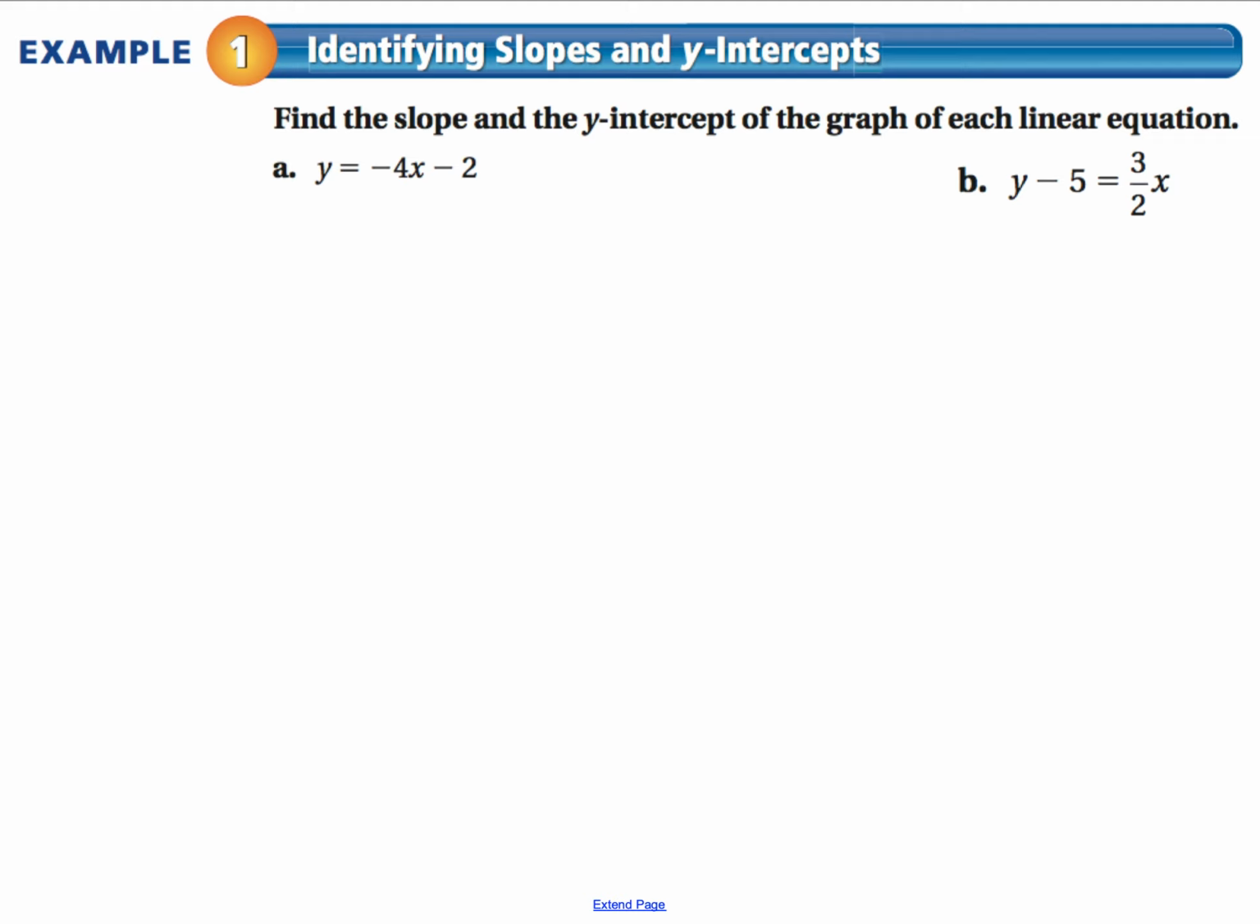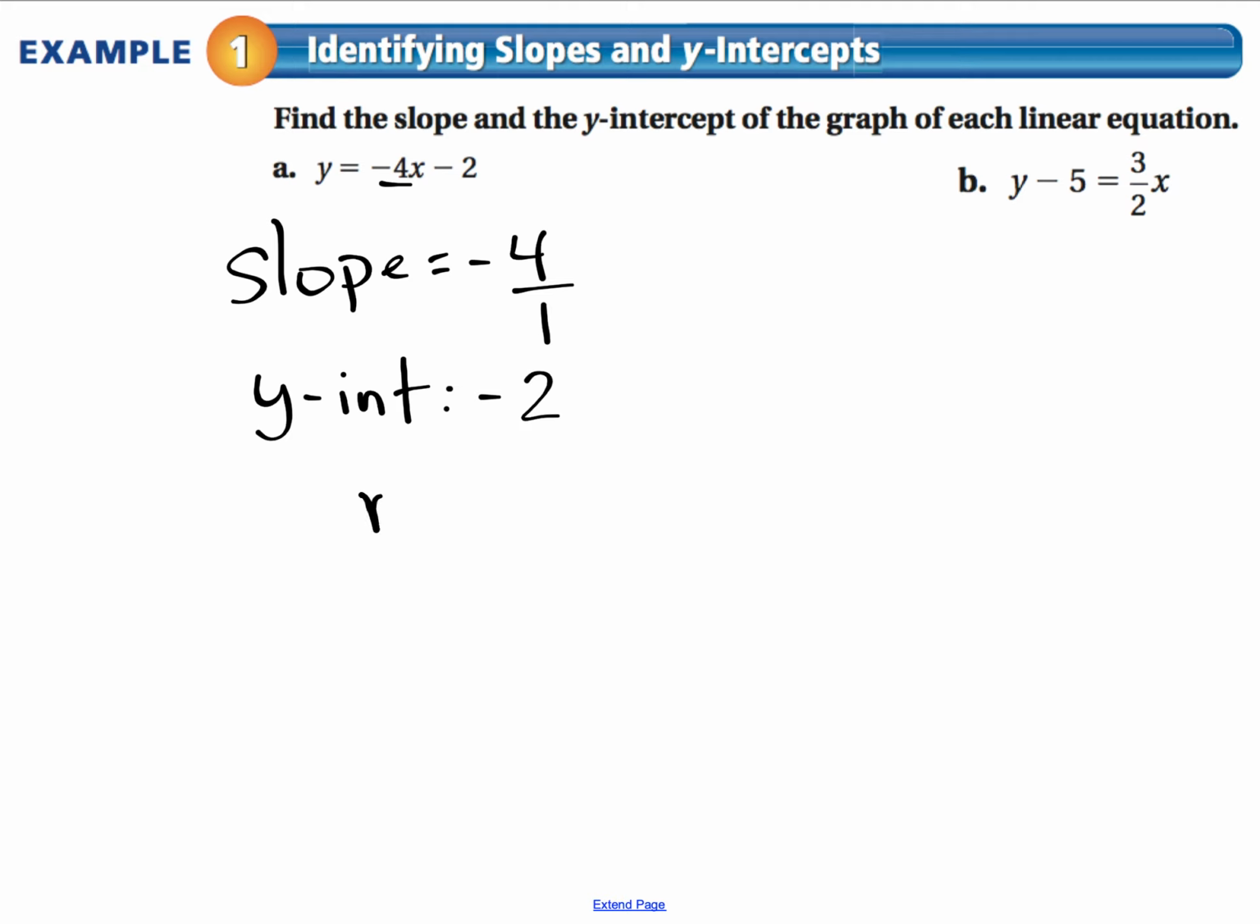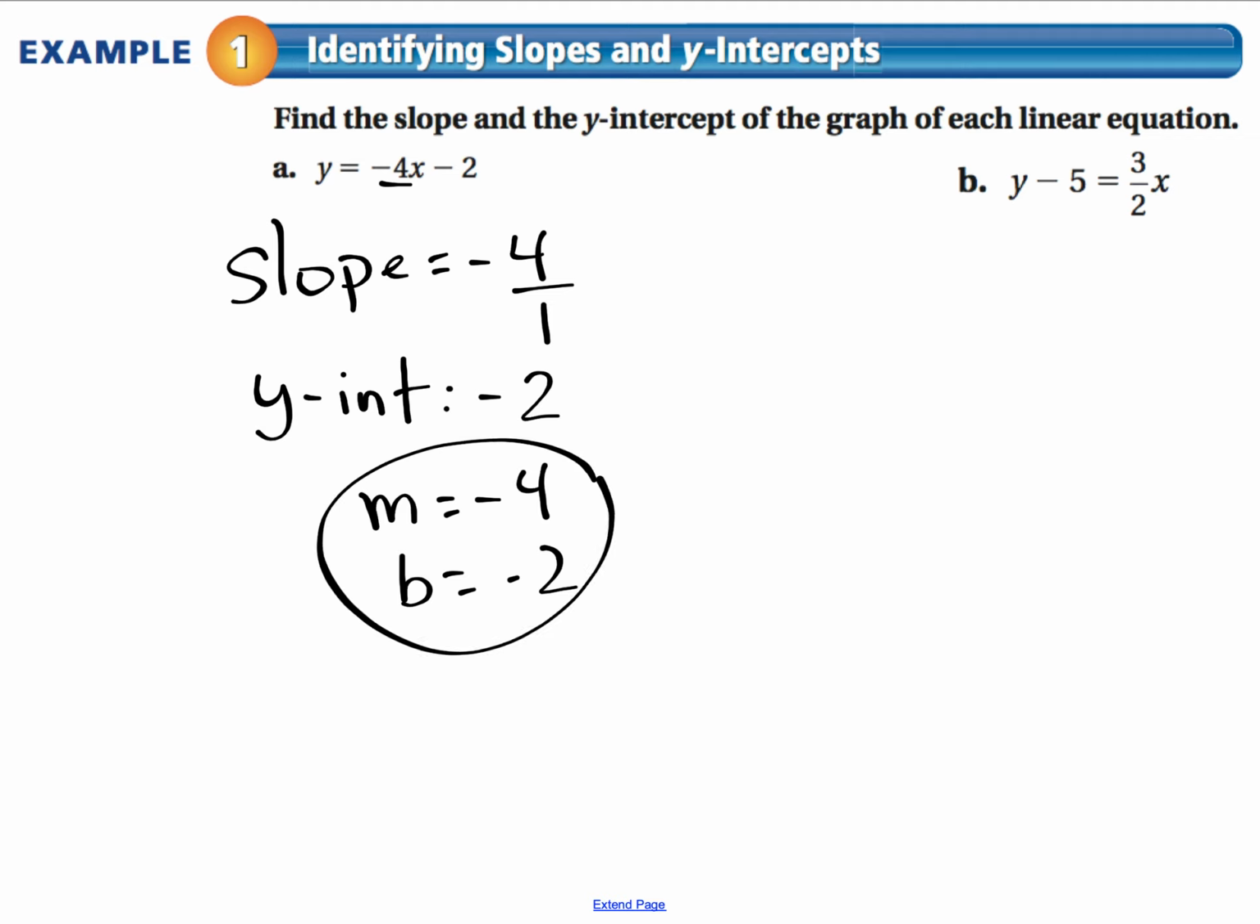Find the slope and y-intercept of the graph of each linear equation. All right. The main thing here is it's solved for y. Once it's solved for y, the slope is the coefficient of x. Here it's -4. You probably want to think of that as a fraction, so you can graph it. And the y-intercept, which frequently gets abbreviated y-int or just the letter b, would be -2. In fact, we would probably say m is -4, b is -2, and just use m and b as our abbreviations because they're the letters generally used for slope and intercept.